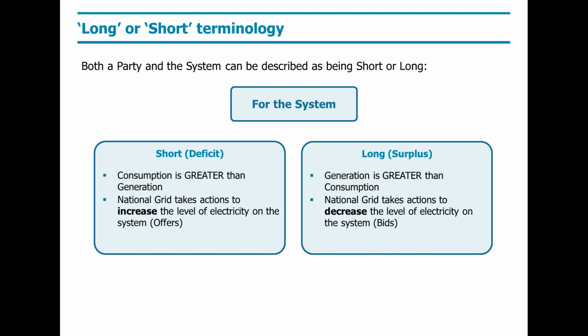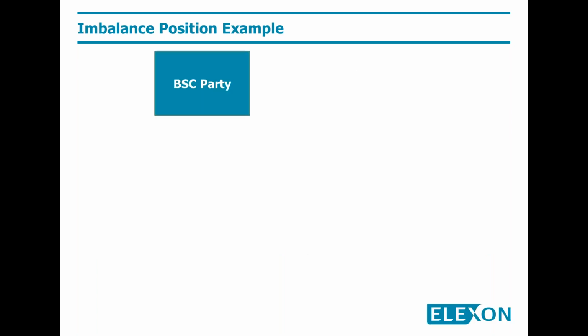If the system is long, it means there's a surplus of generation on the system. And therefore, National Grid needs to take actions to decrease the level of electricity on the system, and they do this through something called bids. I'll talk more about bids and offers later on.